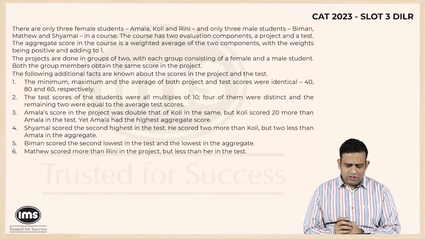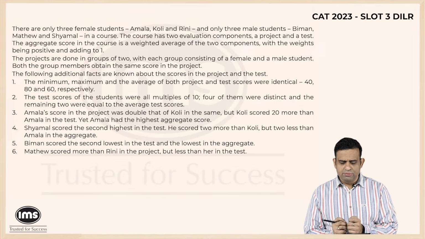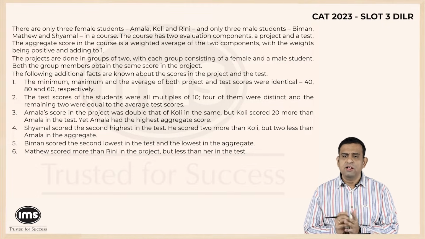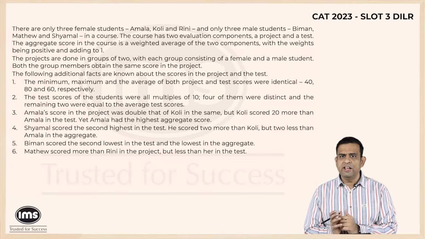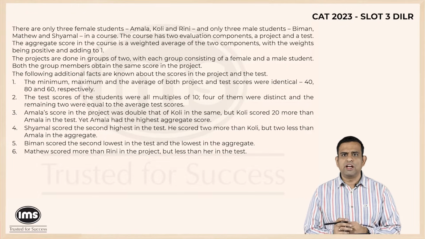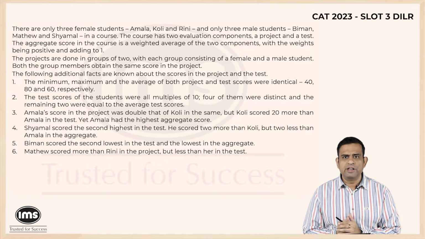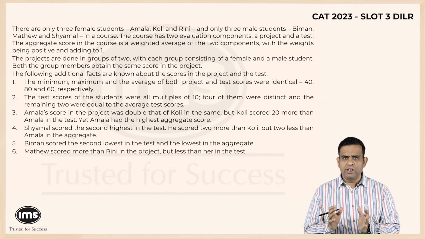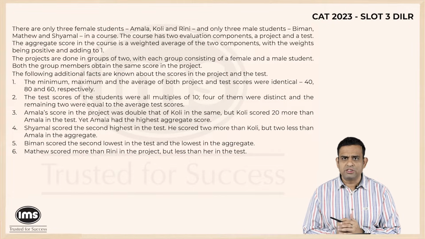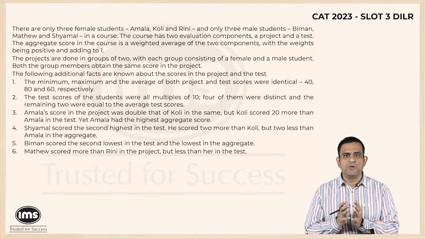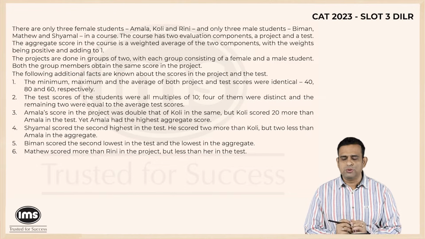And then they also told something about the minimum and the maximum and the average of both the project and the test score were identical, and those numbers were 40, 80 and 60 respectively. What does that mean? The minimum is going to be 40, max is going to be 80, and the average basically happens to be a 60. So if you look at over here, people need to have some good mathematical reasoning to crack this particular question. They should understand the term averages, which I believe many of you should, because you have done the same thing in the quant as well.